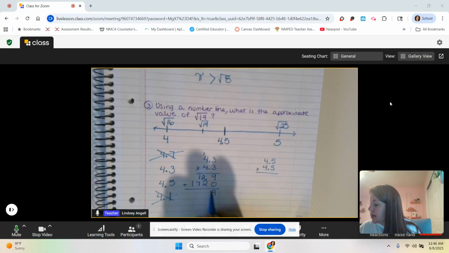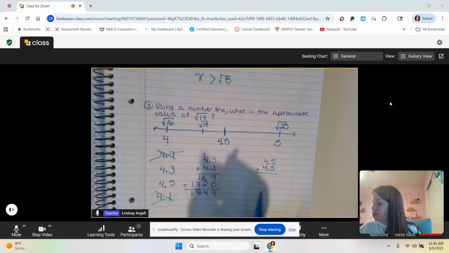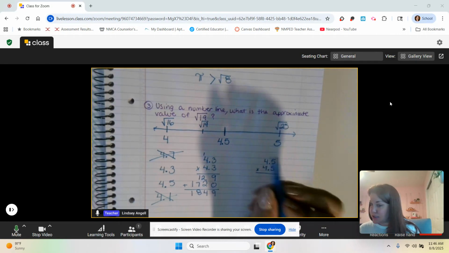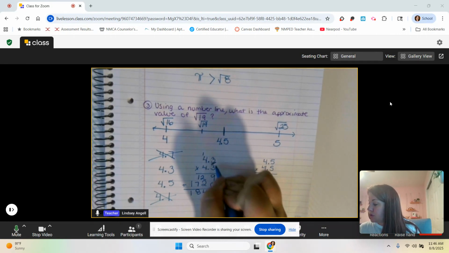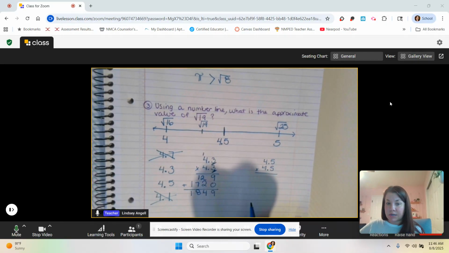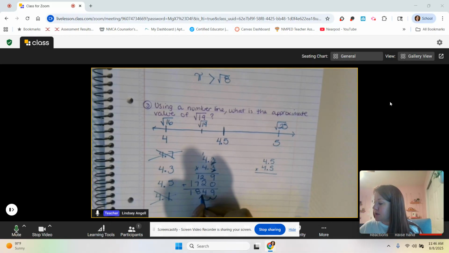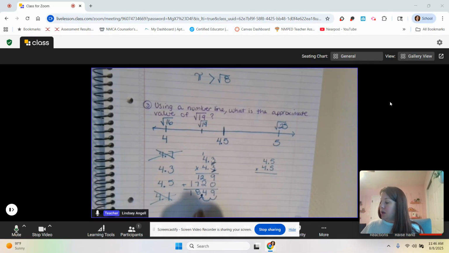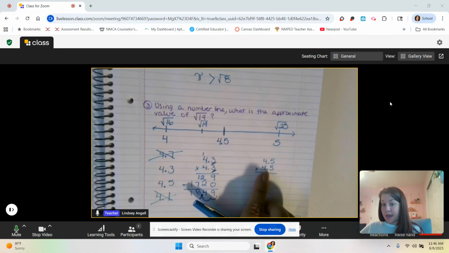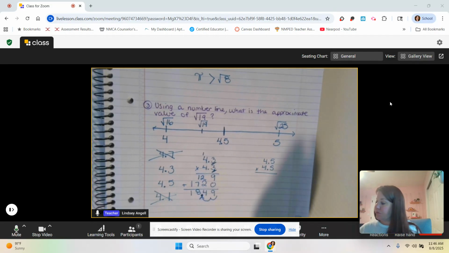9 plus 0 is 9. 2 plus 2 is 4. 1 plus 7 is 8. And bring my 1 down. Now I need to worry about my decimal. I have 2 numbers behind my decimal in my problem. So I need 2 numbers behind the decimal in my answer. All right, look at that. That's pretty close to 19. Okay, let's see what happens with this one. Is it going to be even closer to 19 or further away?